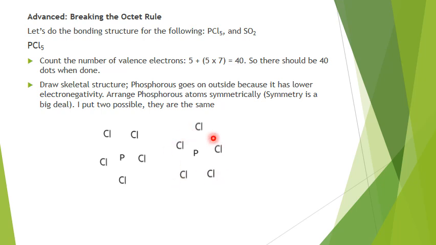Okay, and it's good to line them up symmetrically. So I'm probably going to be using this one right over here. I could use this, it really doesn't matter.